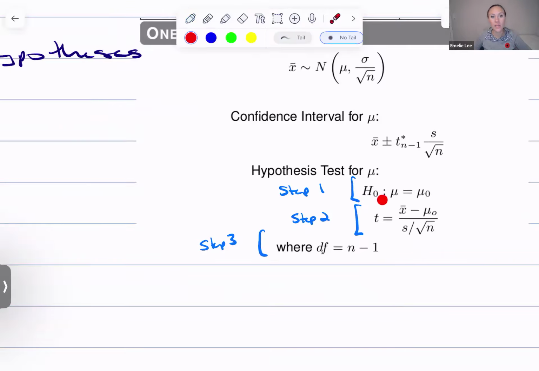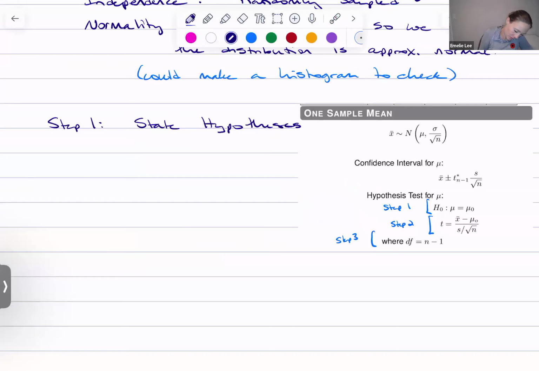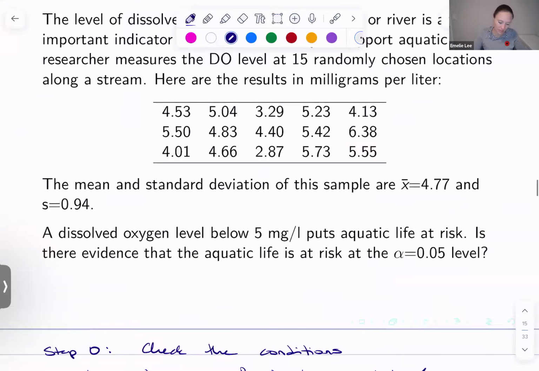Step 1, the null hypothesis is that mu is equal to mu naught. Now remember, mu naught has to be a number, right? A number that I replace with a number from the question. So my null hypothesis, mu is equal to some number. Now that number is the number I want to compare my sample mean to. So my sample mean is 4.77.